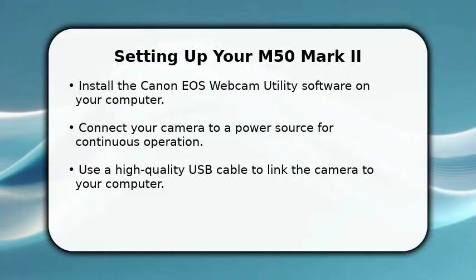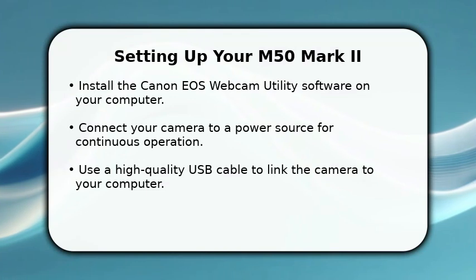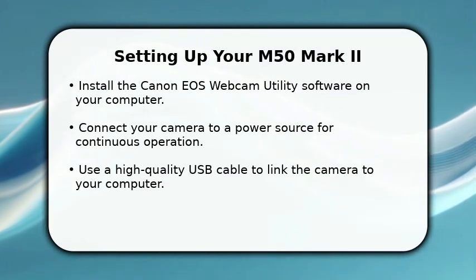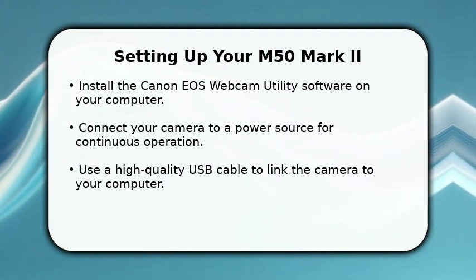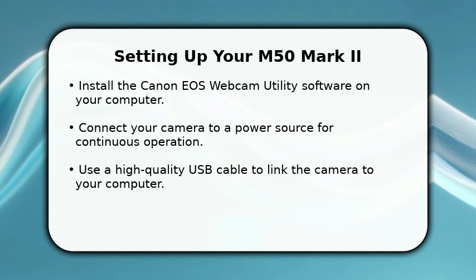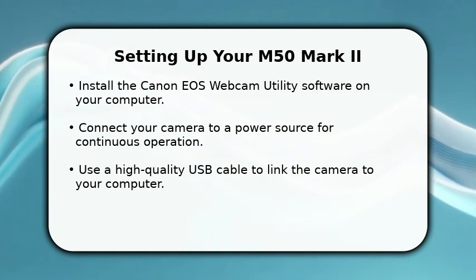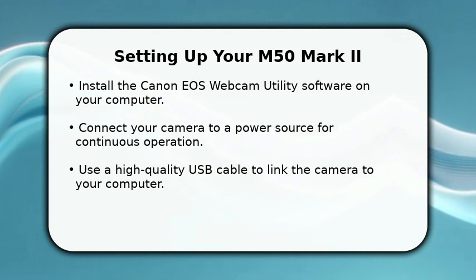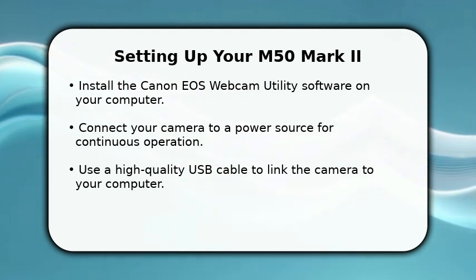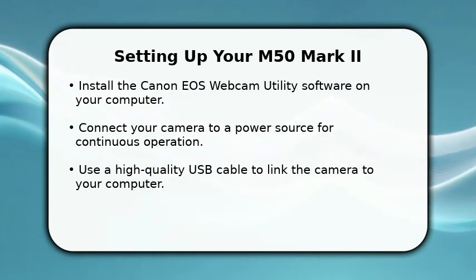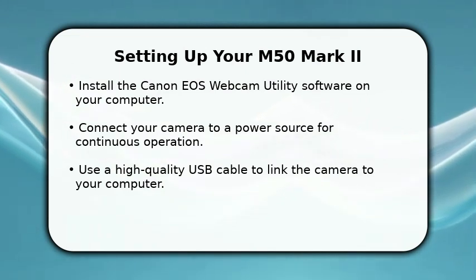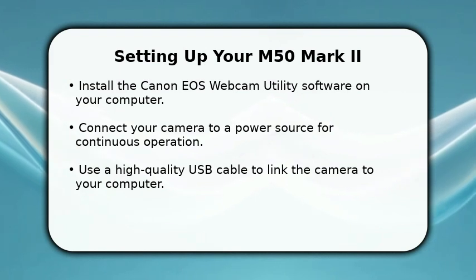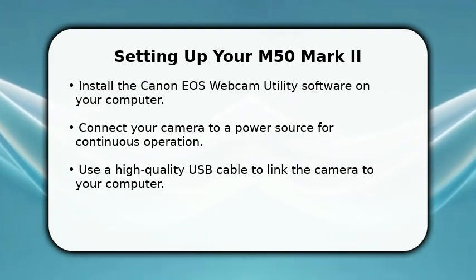Please enjoy the video. In this video, I will show you how to set up your Canon M50 Mark II as a webcam. First, you'll need to download and install the Canon EOS webcam utility software. Next, ensure your camera is powered, ideally with an AC adapter, and connect it to your computer using a reliable USB cable. Finally, open your video application and select the Canon camera as your video input. It's a straightforward process that will significantly upgrade your video quality.